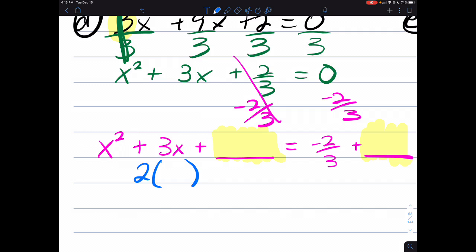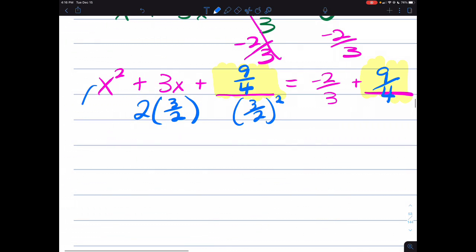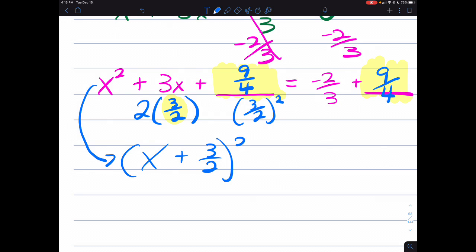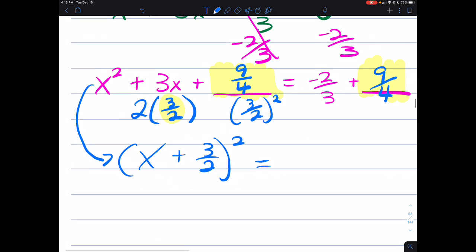Well, since 3 is not divisible by 2, it has to be 3/2. And then that would mean 3/2 squared would be 9/4. So I'm going to add 9/4 to both sides, and then factor this guy. So it's going to be x plus 3/2 squared. And then combine like terms.